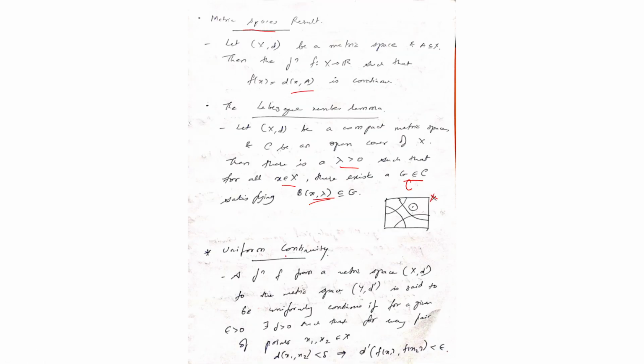Now next there was uniform continuity. A function f from a metric space (X, d) to the metric space (Y, d') is said to be uniformly continuous if for a given epsilon greater than 0 there exists delta greater than 0 such that for every pair of points x1, x2 in X, d(x1, x2) less than delta implies d'(f(x1), f(x2)) less than epsilon. This is a similar definition as in real analysis. This gives the definition of uniform continuity. Fine. I hope this is clear.